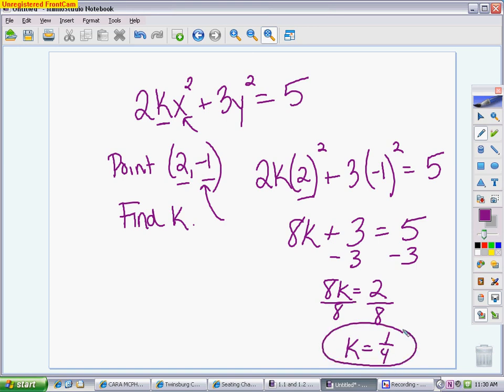Biggest thing with these problems is don't be intimidated when a new letter shows up, like a K, L, P, whatever it might be. Go with what you know. In this case, you know an X and a Y, plug it in, and then figure out what's missing. And these 3 problems should help you get ready for your test.